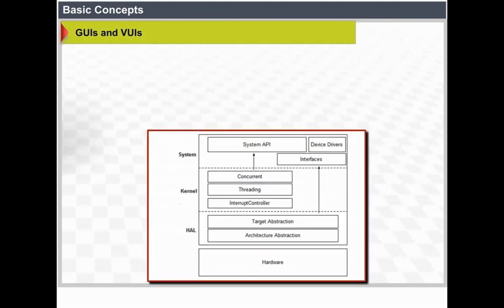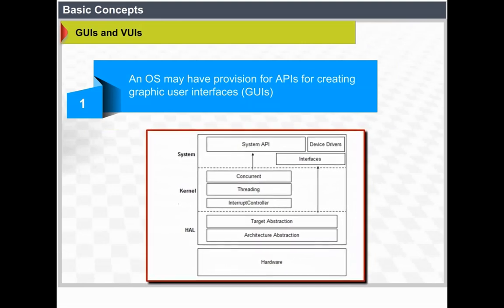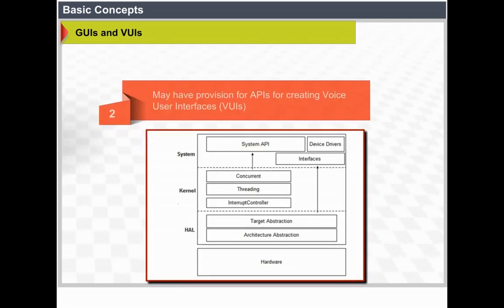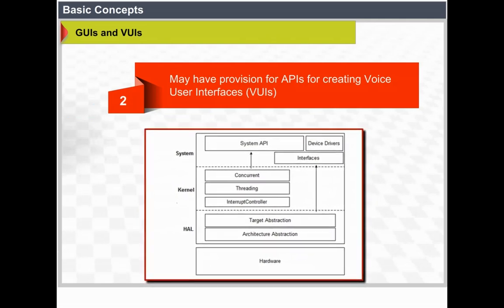GUIs and VUIs. An OS may have provisions for APIs for creating graphic user interfaces (GUIs), and may have provision for APIs for creating voice user interfaces (VUIs).